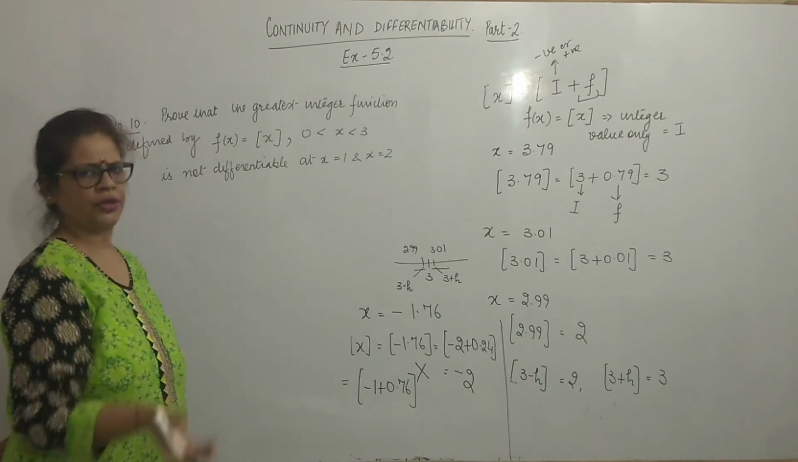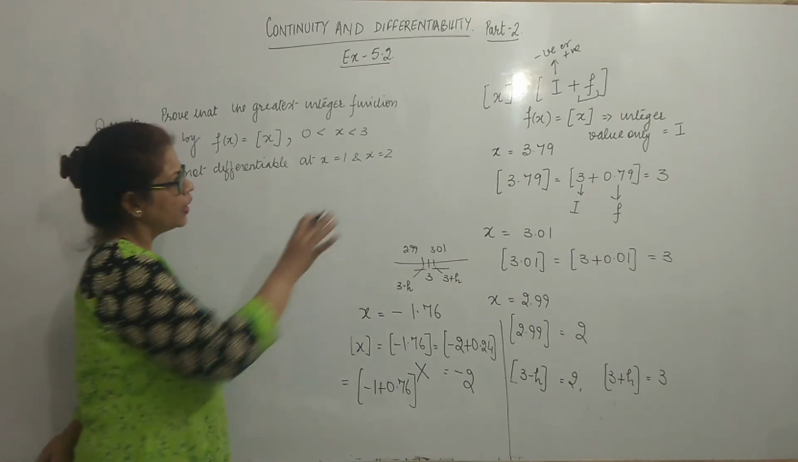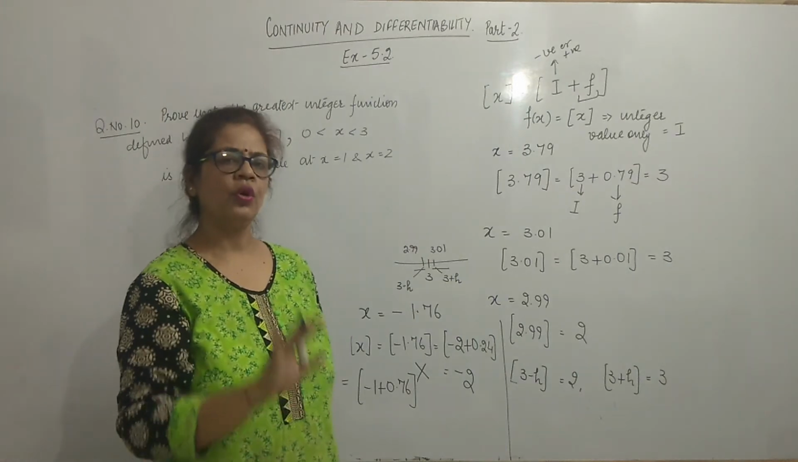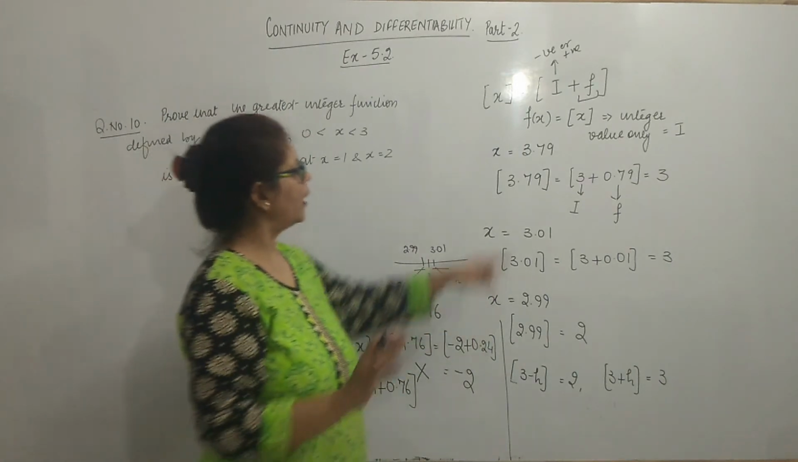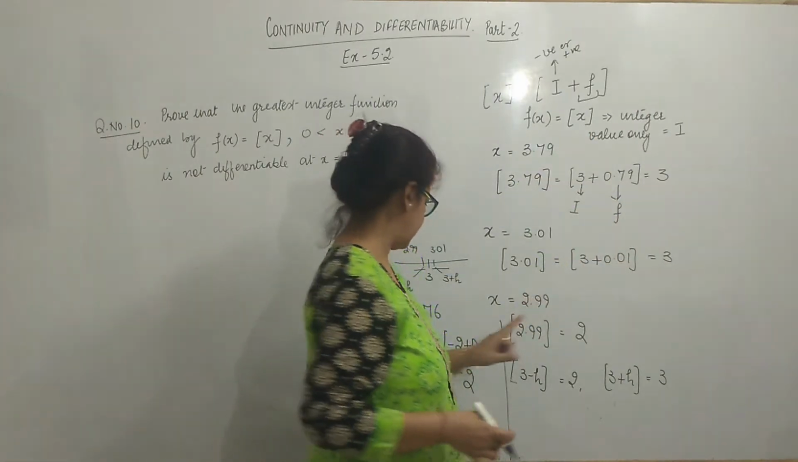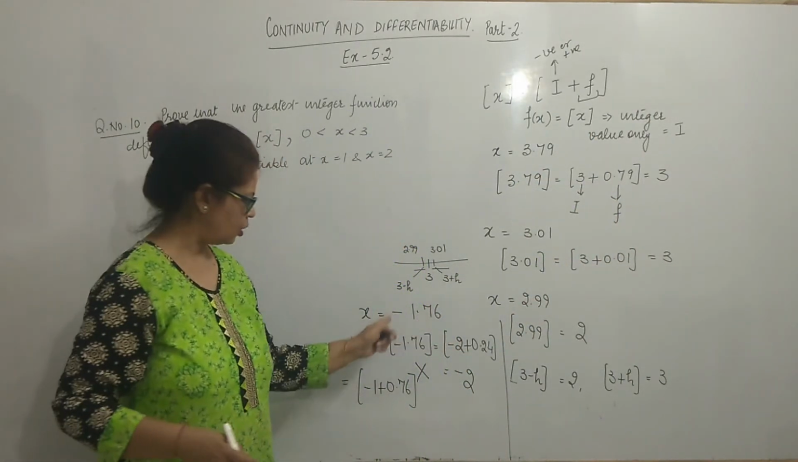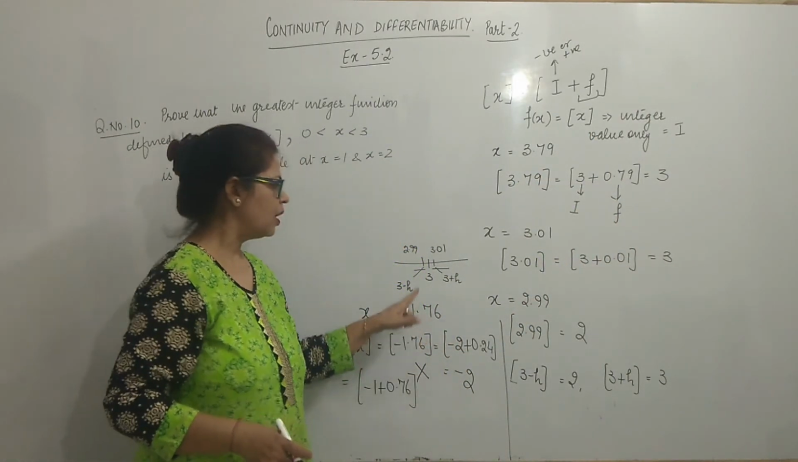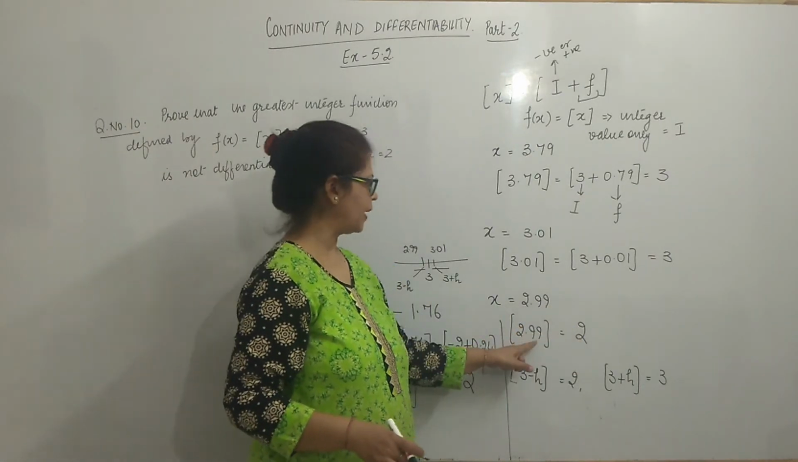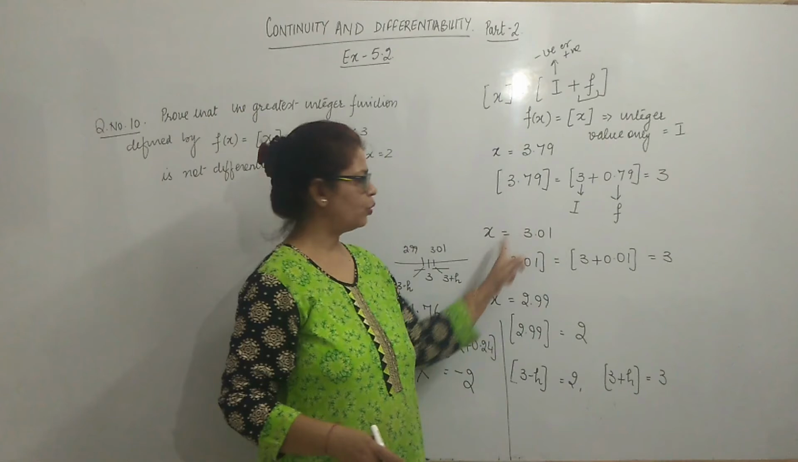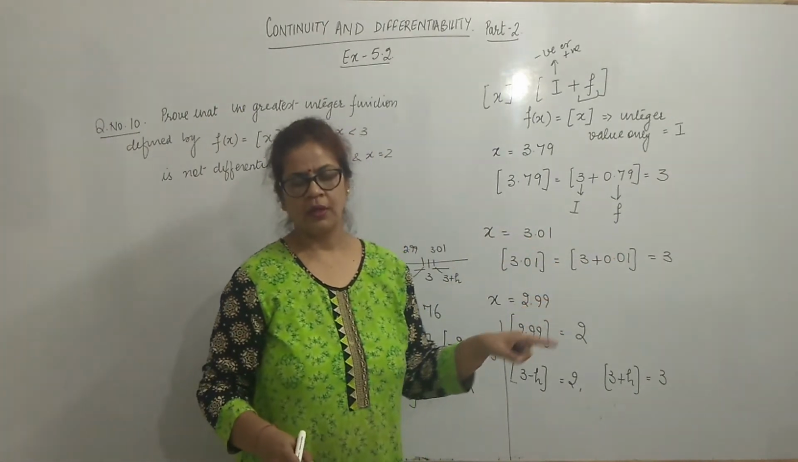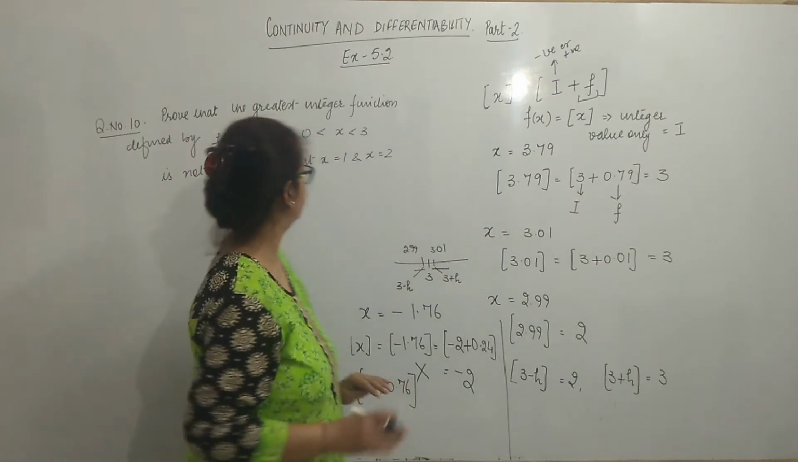And in short, always remember, the integer function always gives you a value less than or equal to whatever real number you put into this function, whatever the value of x. If x is minus 1.76, you get minus 2, which is less than this. If x is 2.99, you get 2, and 2 is less than 2.99. If x is 3.01, you get 3, which is less than 3.01. This is the way of remembering, right?